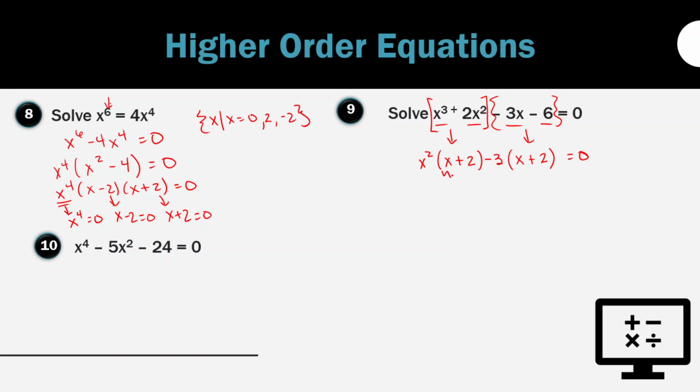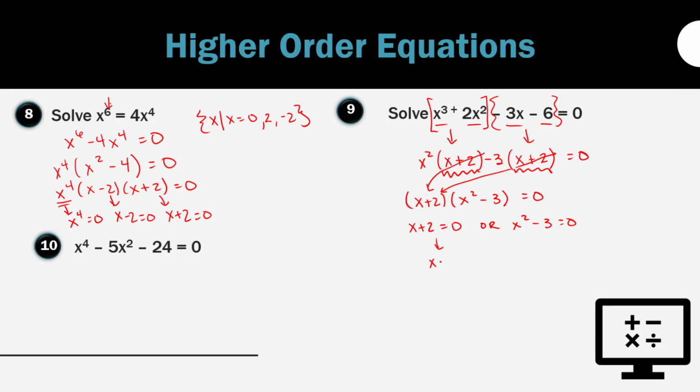Now, what I notice is that I've created 2 terms, and both of them have an x plus 2 in them. So if I take this out, and I take this out, and I divide it out, dividing it out would leave me with x squared minus 3. Now, if that's equal to 0, then I can set each part equal to 0.